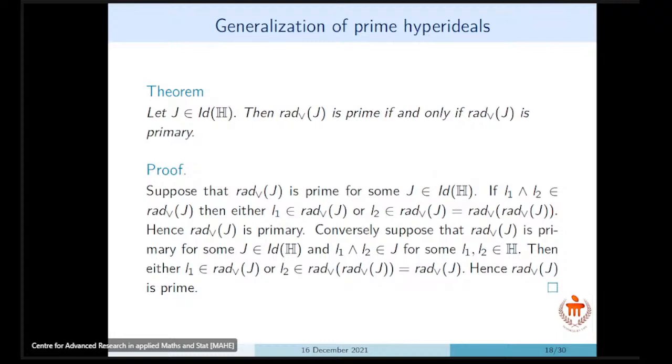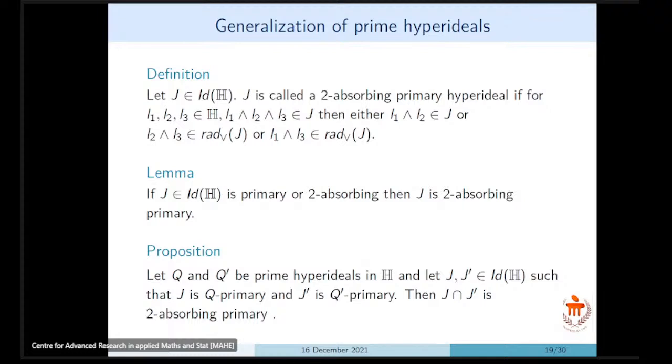Next, we have a theorem. Let J be an ideal. Then the radical of J is prime if and only if the radical of J is primary. Next, we define one more generalization of prime hyperideals, that is, the two-absorbing primary hyperideal. If L1 meet L2 meet L3 belongs to J, then either L1 meet L2 belongs to J, or L2 meet L3 belongs to the radical, or L1 meet L3 belongs to the radical. Every primary hyperideal as well as every two-absorbing hyperideal is a two-absorbing primary hyperideal. Next, there is a theorem.